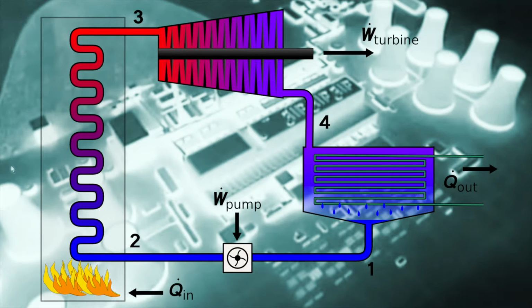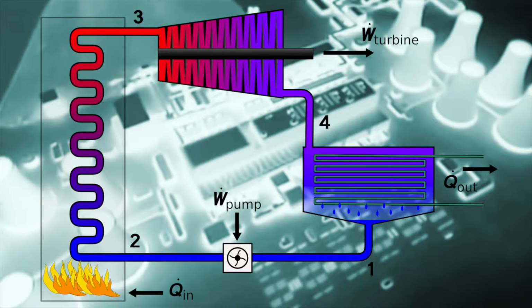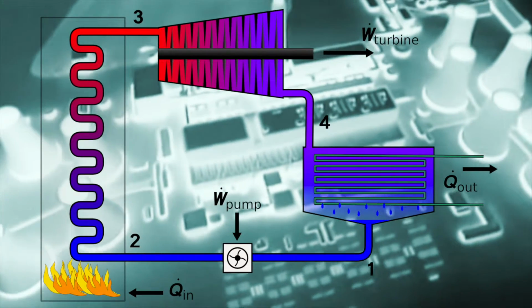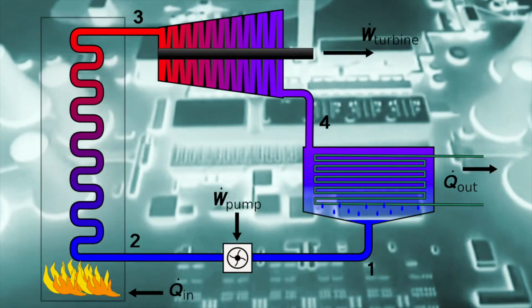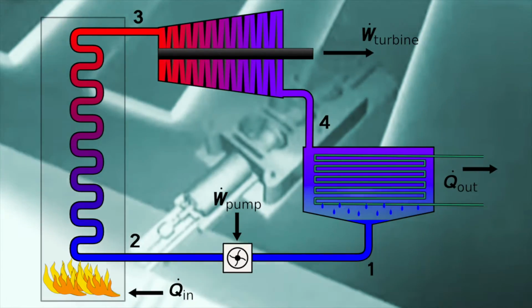This very efficient cycle is called the Rankine cycle. It is an important step in engineering and very, very important for our modern society.